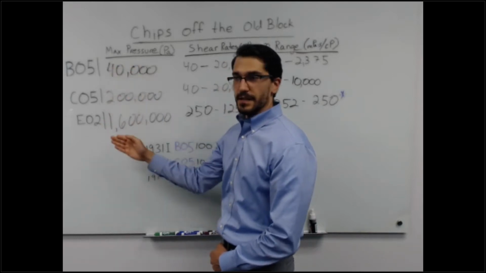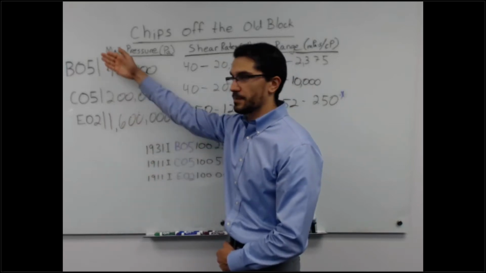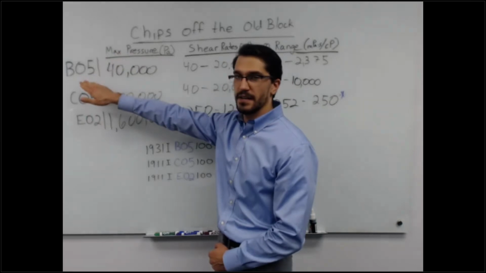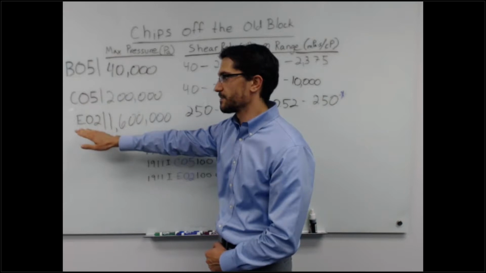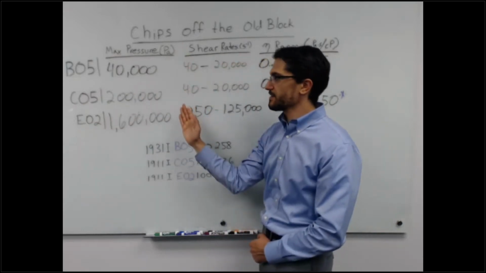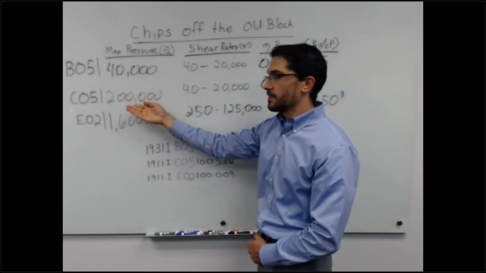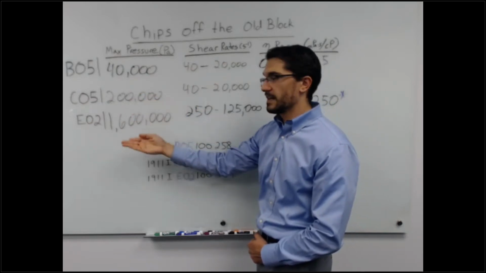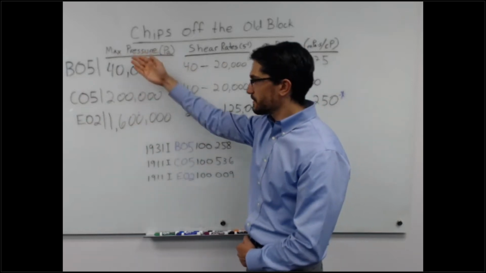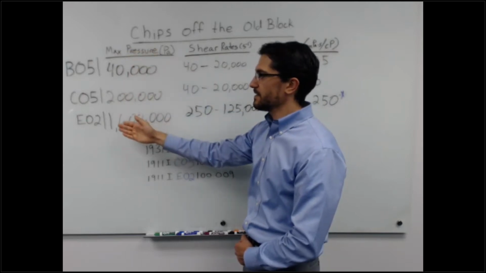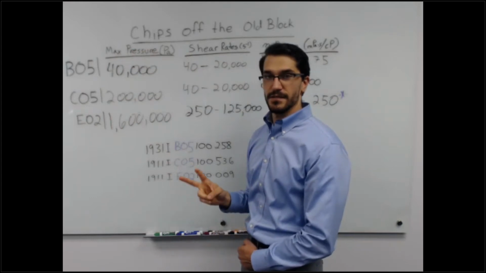The letters correspond to the maximum pressure that each chip can withstand, and it goes by increasing numbers. So the B chip has the lowest maximum pressure it can withstand, while the E chip has the highest maximum pressure it can withstand. So here are the maximum pressures that each chip type can withstand. We have 40,000 pascals for the B chip, 200,000 pascals for the C chip, and 1.6 million pascals for the E chip.